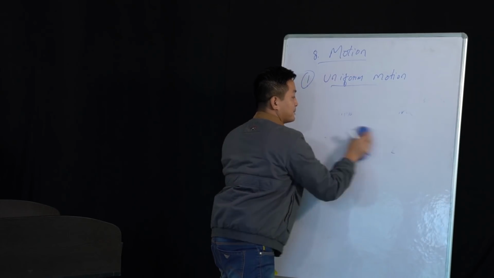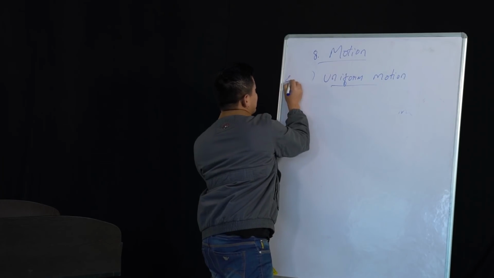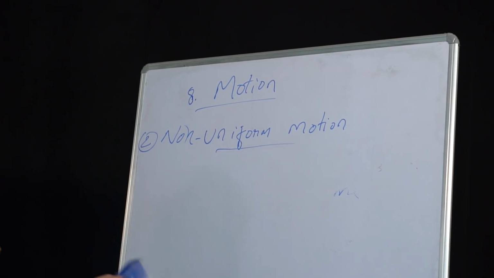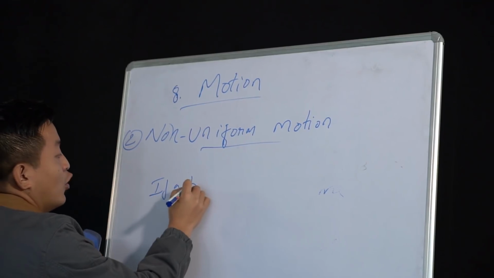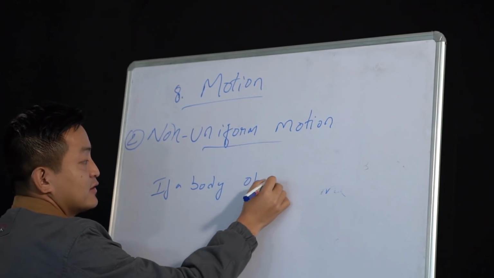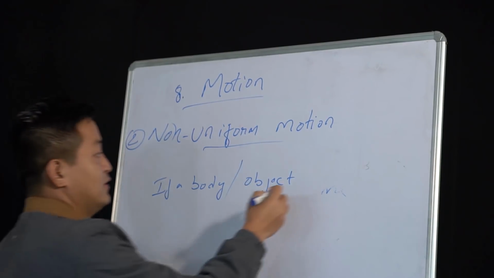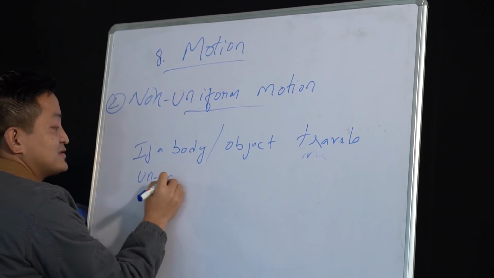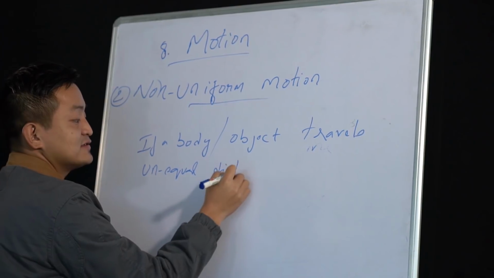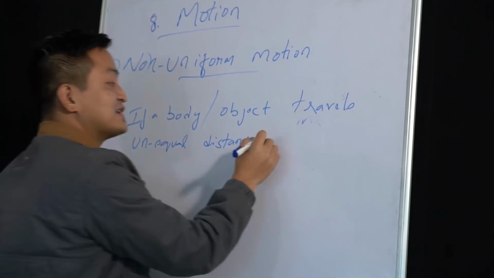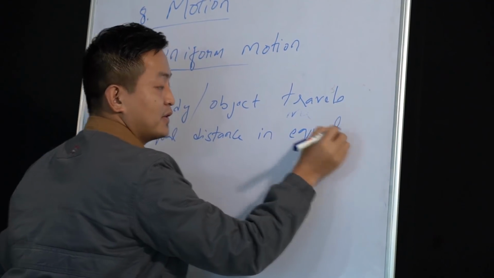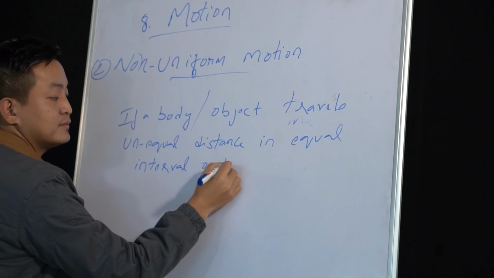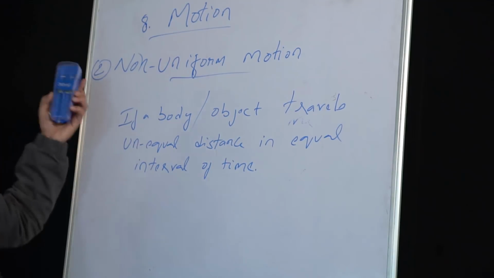Non-uniform motion. The second type of motion would be non-uniform motion. If a body or an object travels unequal distance in equal interval of time, then it is called non-uniform motion.